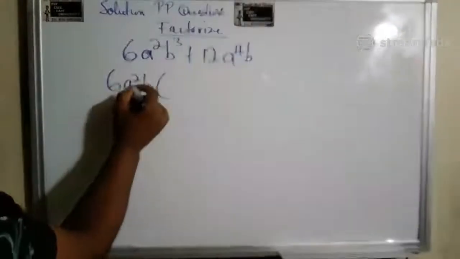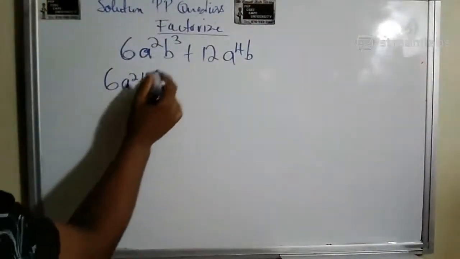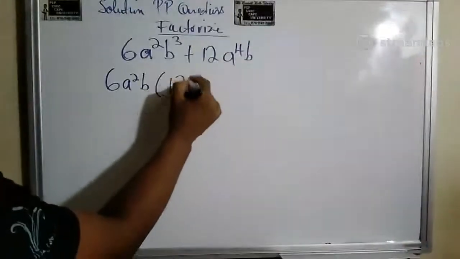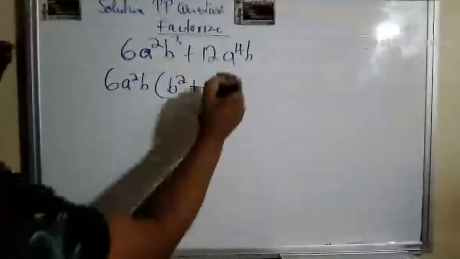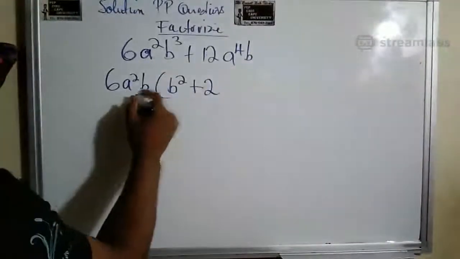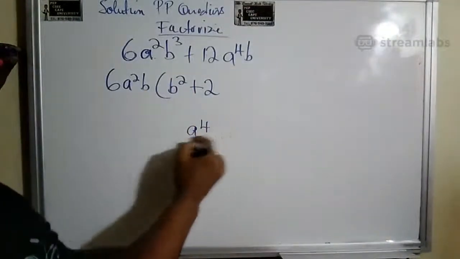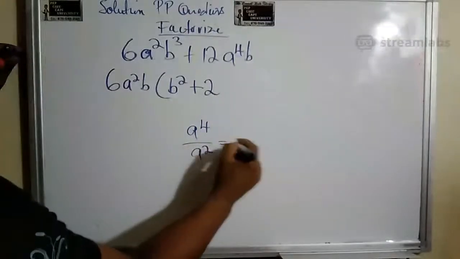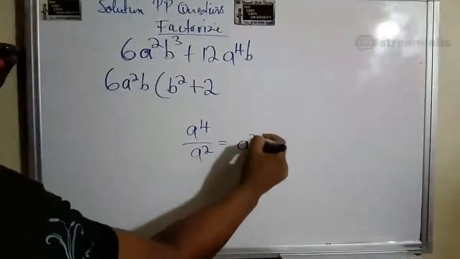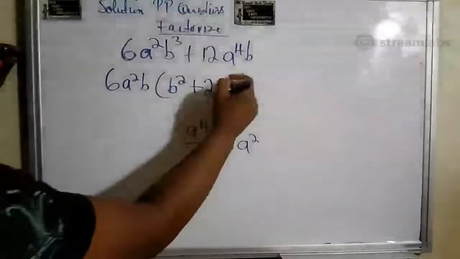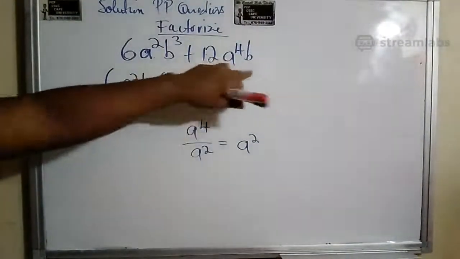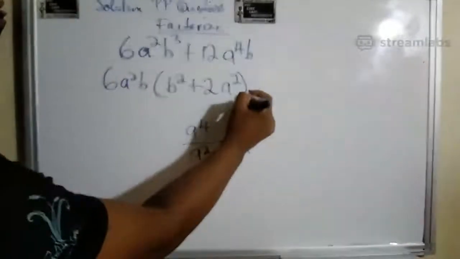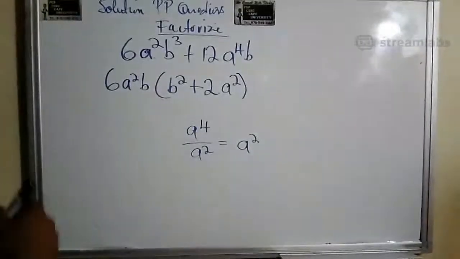So 6a²b into that will leave b squared right here, plus 6 into 12 goes 2 times. a to the 4th divided by a² will give us a², because remember we subtract the powers, so we have a squared right here, and the b into b leaves b. So we're actually finished right now.